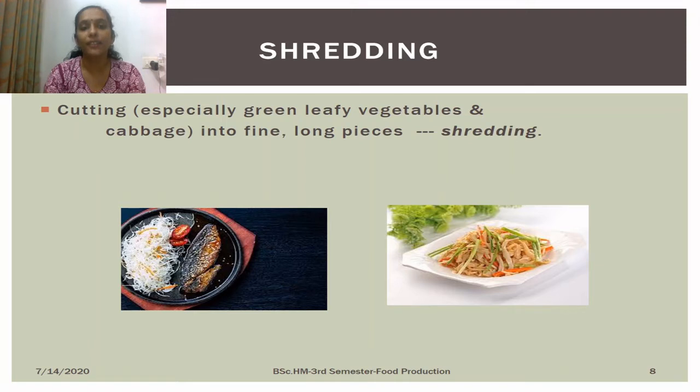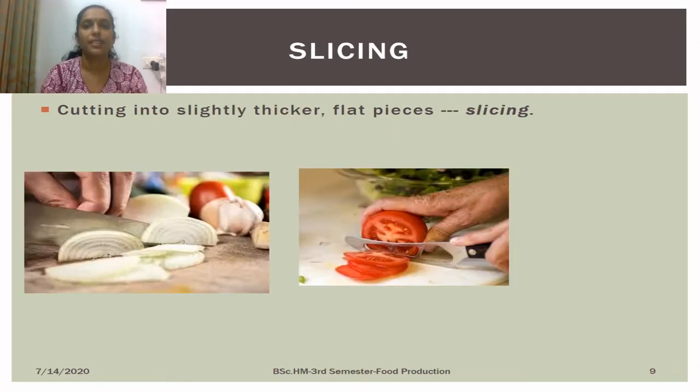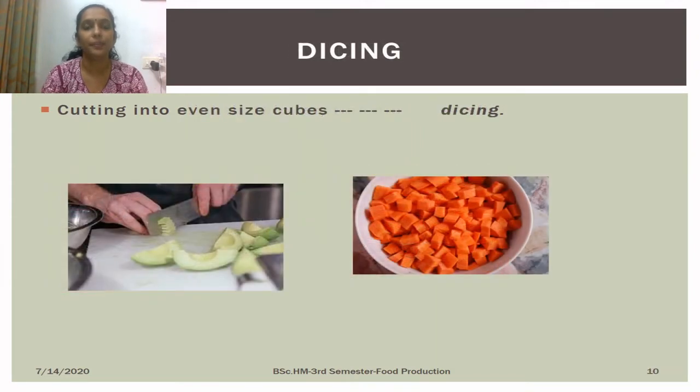Shredding. Cutting vegetables, especially the green leafy vegetables like cabbage, into fine long pieces is addressed as shredding. Next one is slicing. Cutting the vegetables into thicker, flat pieces is addressed as slicing. Next one is dicing. This is also one form of cutting where the vegetables are cut into even-sized cubes. Now dices can be of differing sizes too.